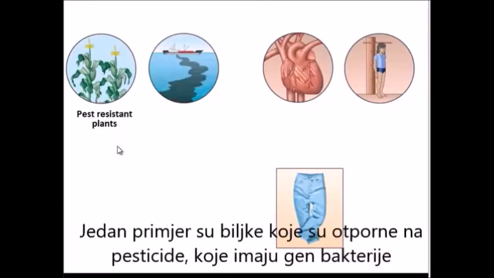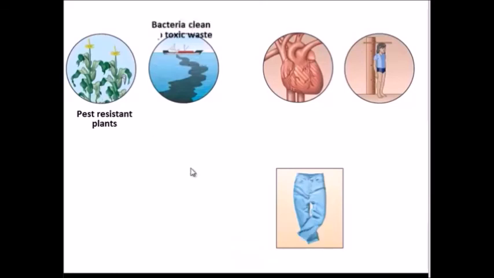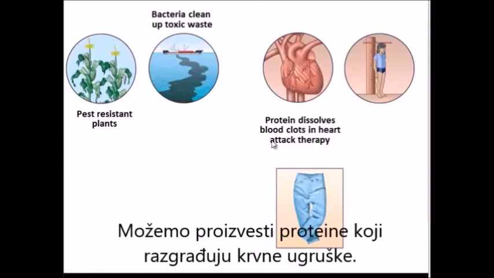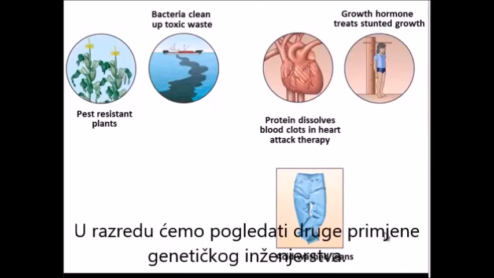So one application is to make pesticide-resistant plants. These have a gene from bacteria that allows them to produce their own pesticide. We can make bacteria that can clean up toxic waste. We can produce proteins to dissolve blood clots. We can make growth hormone. We can even make acid-washed genes. And in class, we'll take a look at some other applications of genetic engineering.